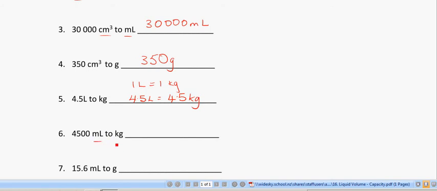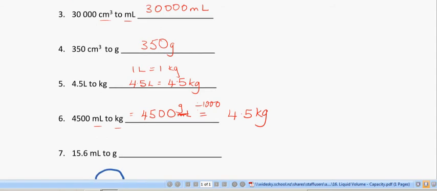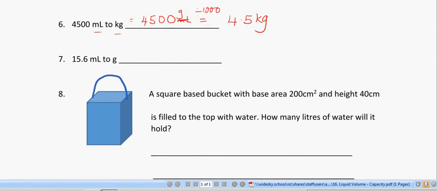Right, millilitres to kilograms. Now we know that 1 mil is 1 gram, so here we've got 4,500 mils. So change it to grams. And now we can just divide by 1,000 to change that to kilograms. So 4.5 kg. So sometimes it takes a couple of steps. And the last one of this type, 15.6 mils to grams, so exactly 15.6 grams.